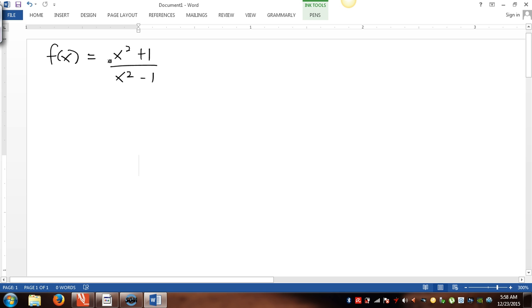Okay, so first of all, the numerator is u. This is actually the u. The denominator is v, right? So we assign u equal to x squared plus 1, and we have to find u prime here. So differentiate x squared plus 1, then we get 2x, right?